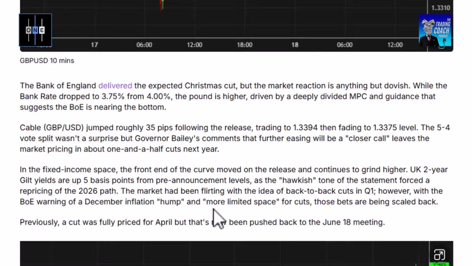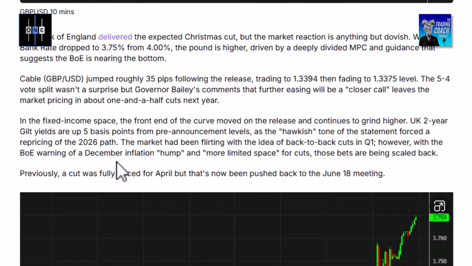Governor Bailey's comments that further easing will be a closer call leaves the market pricing in about one and a half cuts next year. In the fixed income space, the front end of the curve moved on the release, and so on. Here we go.